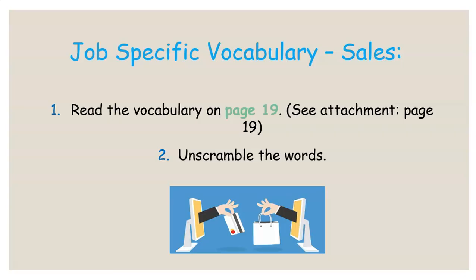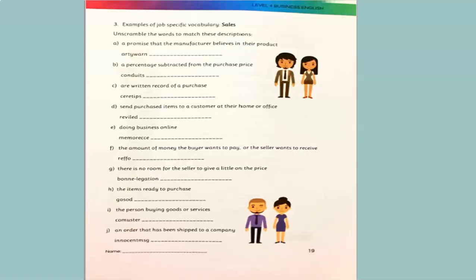Okay. The second thing that we said we would look at is job-specific vocabulary for sales. So, read the vocabulary on page 19 and unscramble the words. This is page 19. So we have, for example, a promise that the manufacturer believes in their product. So, A or T, Y, W, A or M. What word is that, do you think? Couldn't possibly be warranty by any chance.